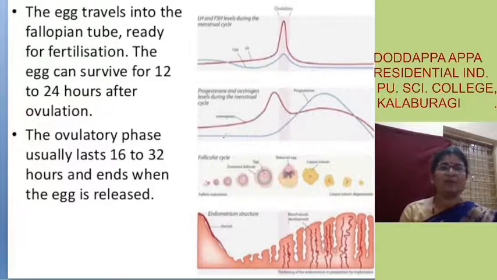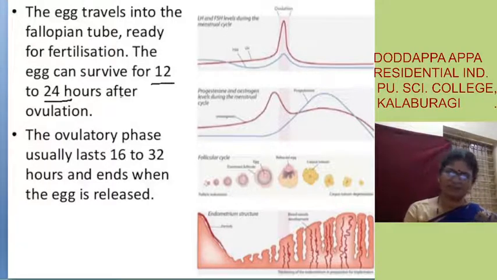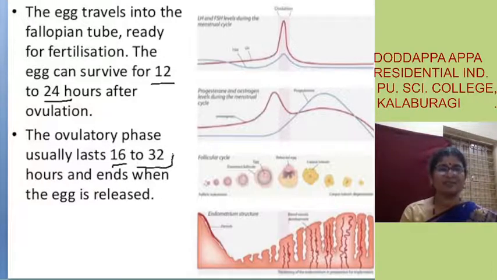See the ova which is released during ovulation, how many hours is it going to survive? 24 hours. It is going to survive 24 hours. Here it is given 12 to 24 hours. The ovulatory phase usually lasts for 16 to 32 hours. This we did not study in regular theory. You know only the life of an ovum.